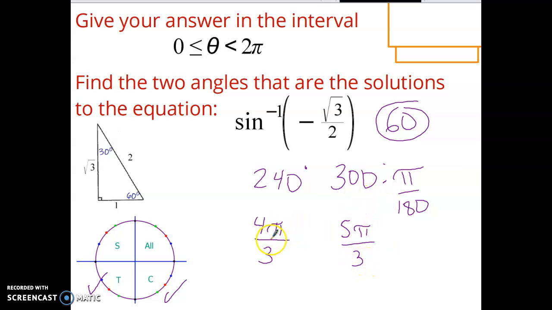If you wanted to do it straight in radians, you need to remember that 60 degrees matches with a radian angle of pi over 3. In the third quadrant, remember that the numerator is 1 more than the denominator. And in the fourth quadrant, remember that you have to do denominator times 2 minus 1. So either way, you end up with these two radian angles for your answer.